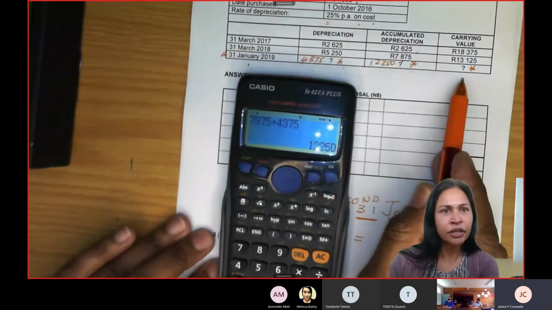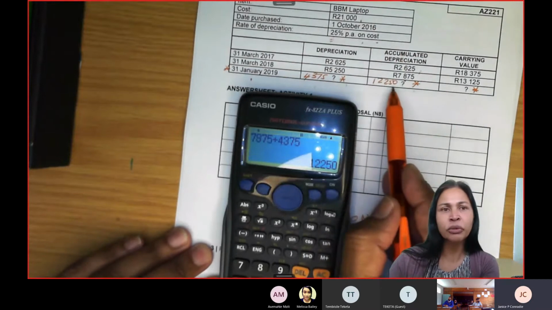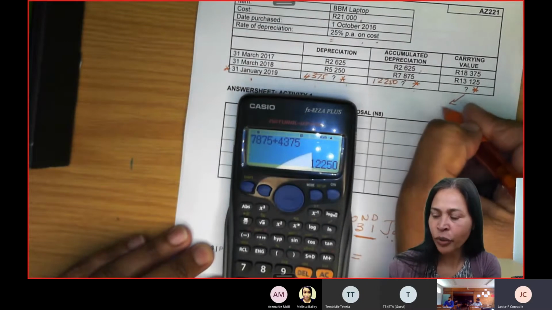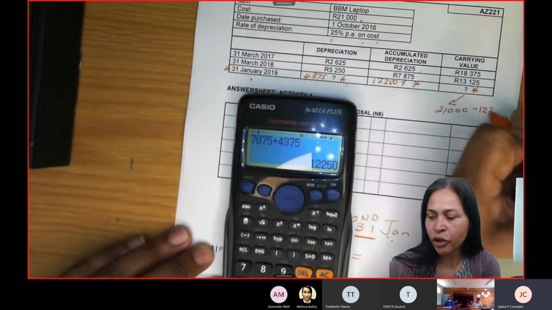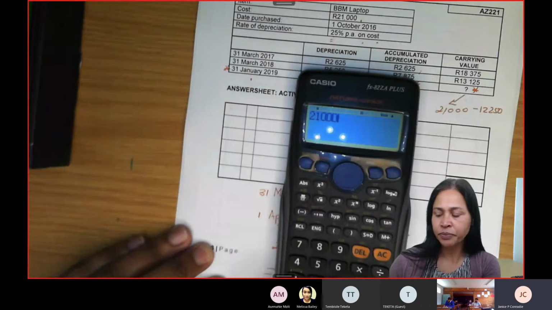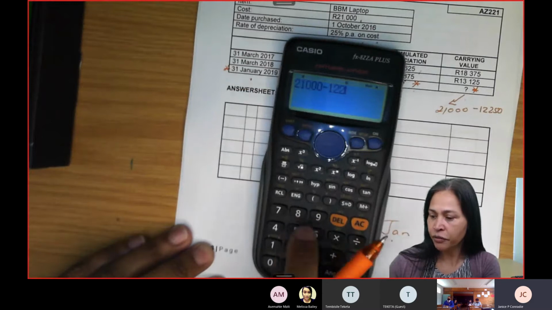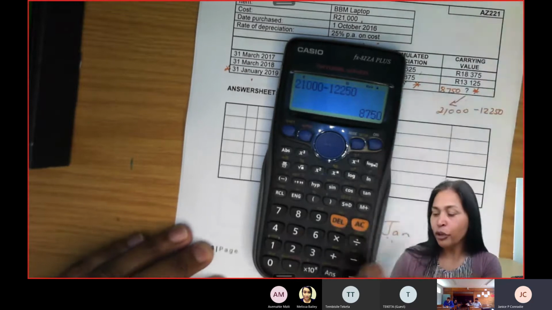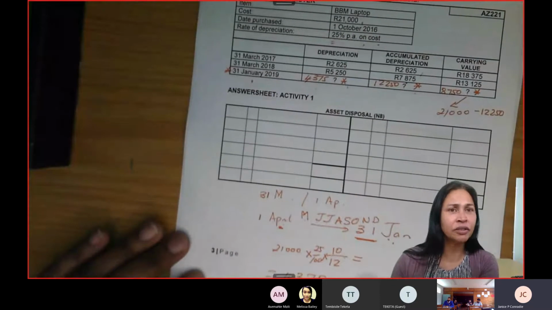How do I get my carrying value? Now keep in mind your carrying value is your cost minus your last accumulated depreciation. So for this one, I'll do it here. We have 21,000 cost price minus the total accumulated depreciation that we have written off. So it's my 21,000 minus 12,250, and that gives me 8,750. You now have most of the information that is needed for that asset disposal account.